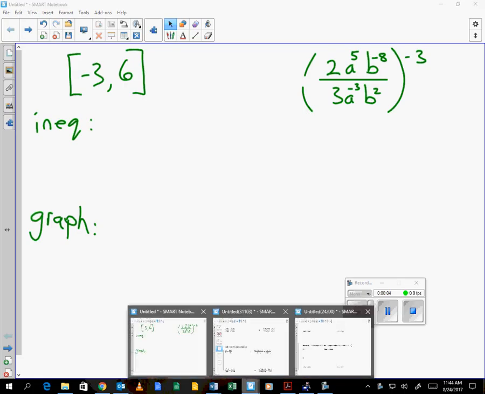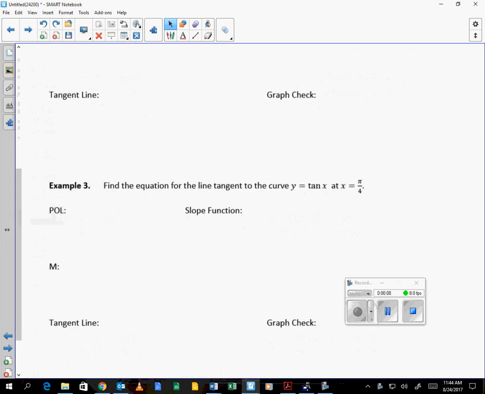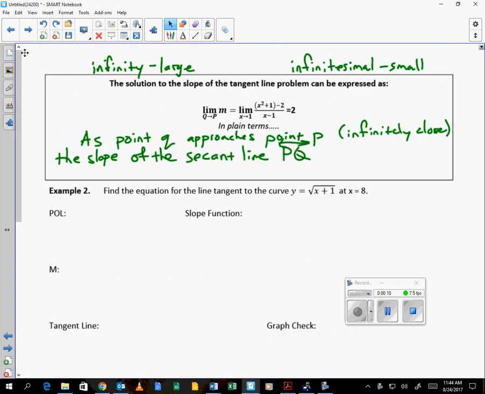We've got this example right here we've been looking at. I can't find my page. Here it is. So as point Q approaches point P, as it becomes infinitely close, the slope of the secant line PQ approaches, say it louder, the slope of the tangent line.